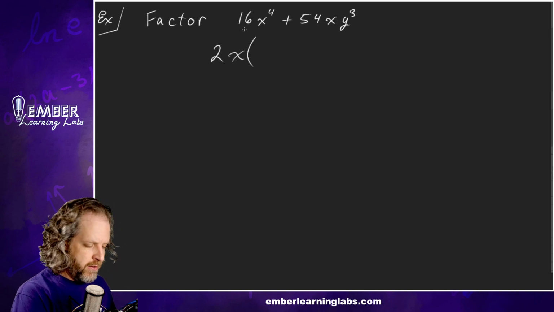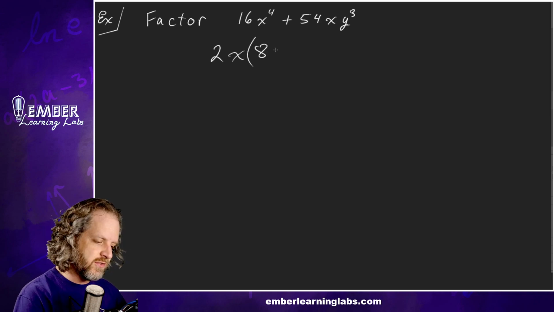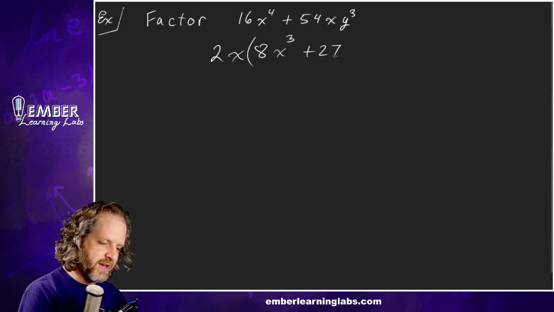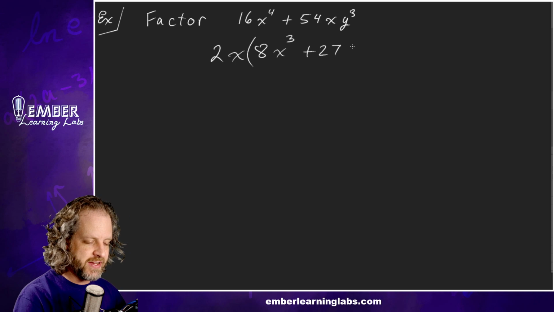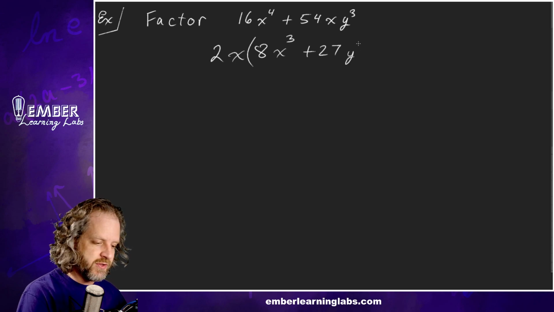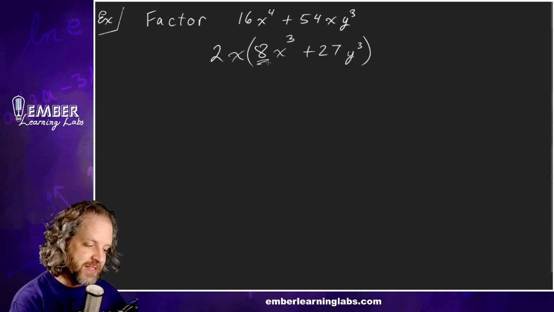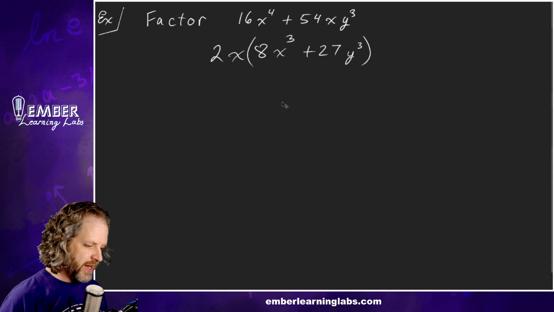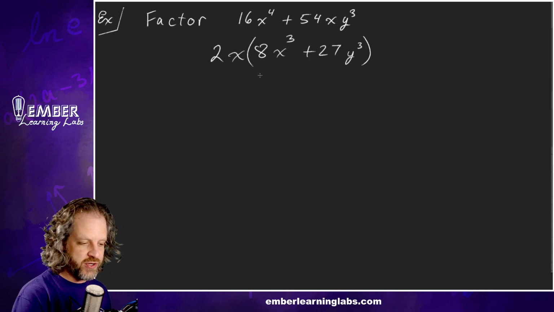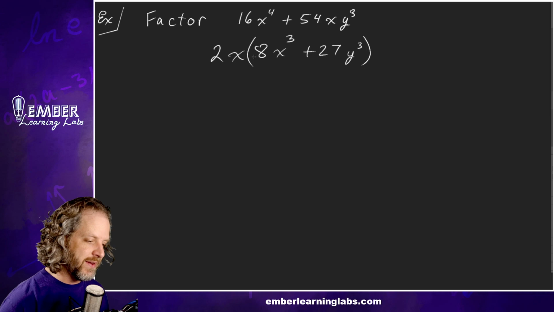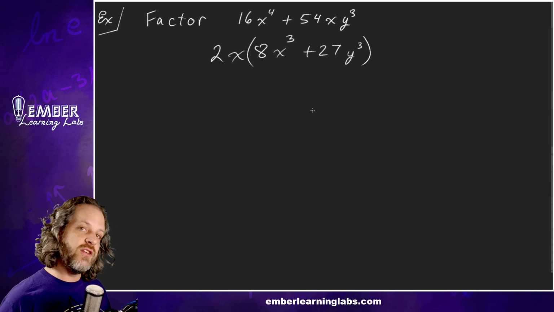So we pull a 2 out. 16 divided by 2 is 8. And then x to the fourth divided by x is x cubed. 54 divided by 2 is 27. So this turns into plus 27. And then x divided by x is just 1, and so all we're left with is y cubed. Well, okay, so now we do have a sum of two cubes, because 8 is 2 cubed and 27 is 3 cubed, and x cubed is x cubed, and y cubed is y cubed, right? And so we have a sum of two cubes. We can use that formula.